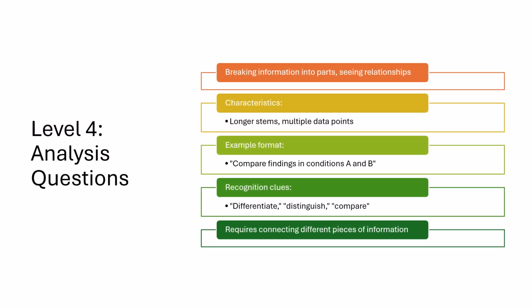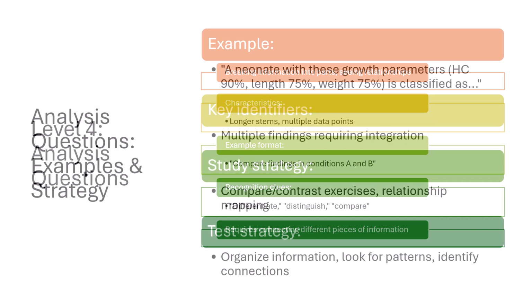Analysis questions require you to break down complex information and see relationships between different pieces of data. They often have longer stems with multiple data points. You might see something like, compare findings in conditions A and B, or questions that ask you to differentiate between similar conditions. In neonatology, there are many classic conditions and comparisons that you'll frequently be distinguishing between, like RDS and TTN, or omphalocele and gastroschisis. The key here is know what makes them different. These questions test your ability to think critically and make connections.